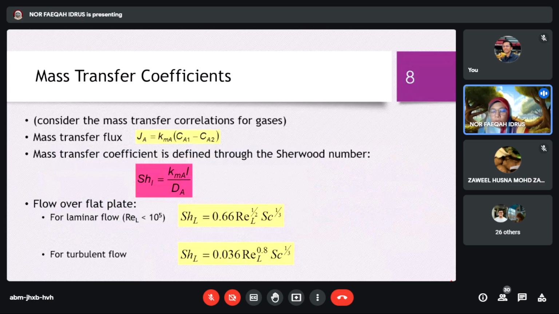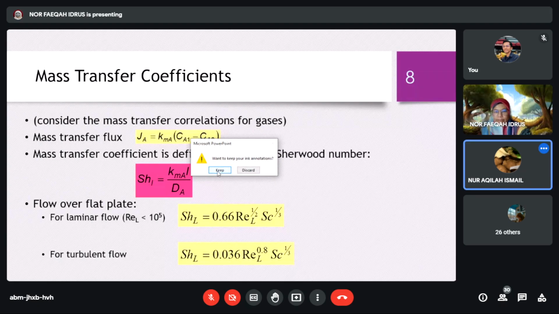Okay, now we look at the definition of mass transfer coefficient. Or do you want a bio break first? Let's take a short break for 5 minutes and then after that we continue with mass transfer coefficient and then I show a question, an example question. Right, we break until 11 for a moment. Okay, thank you, Doctor.